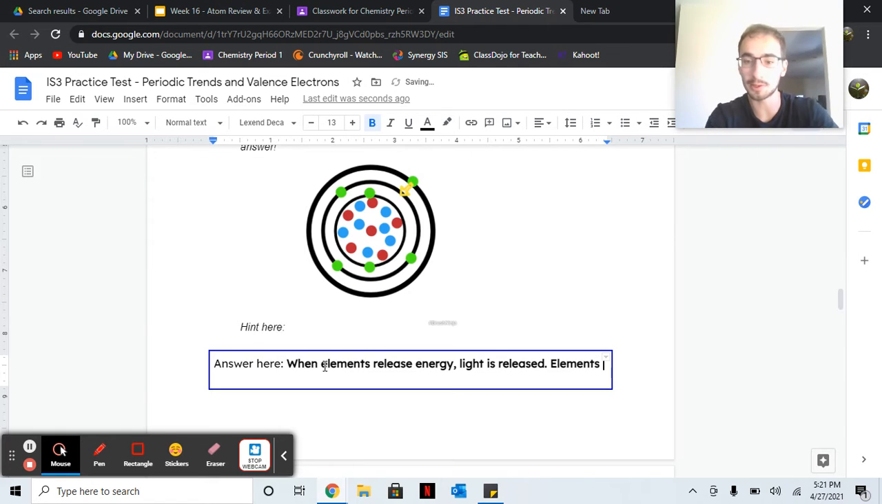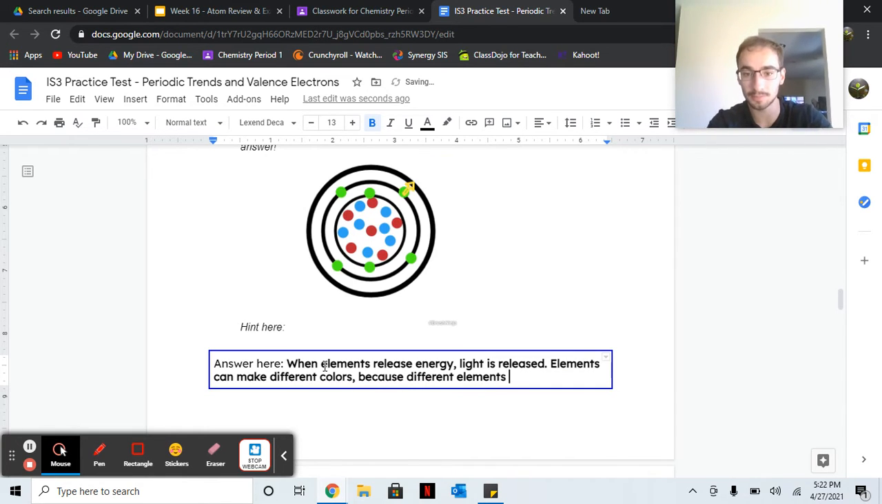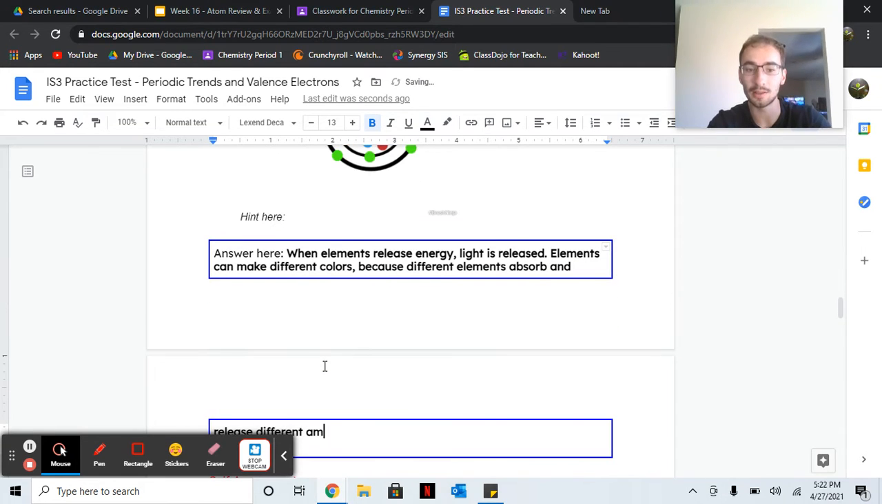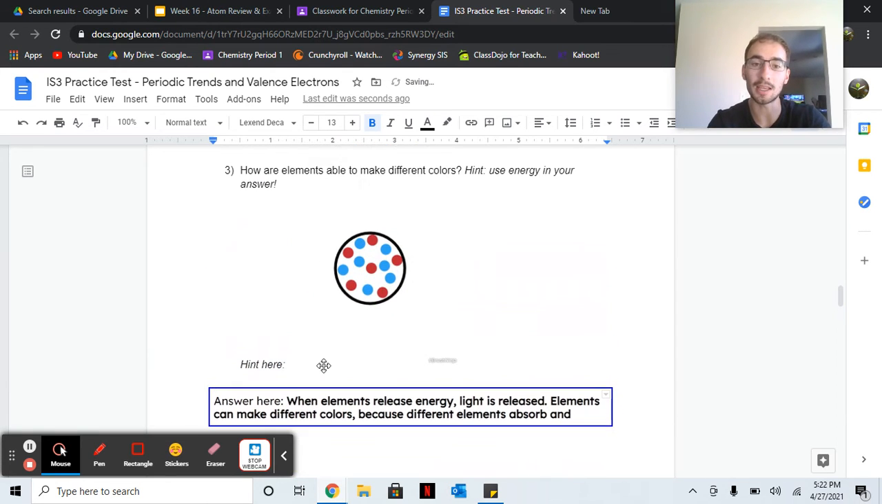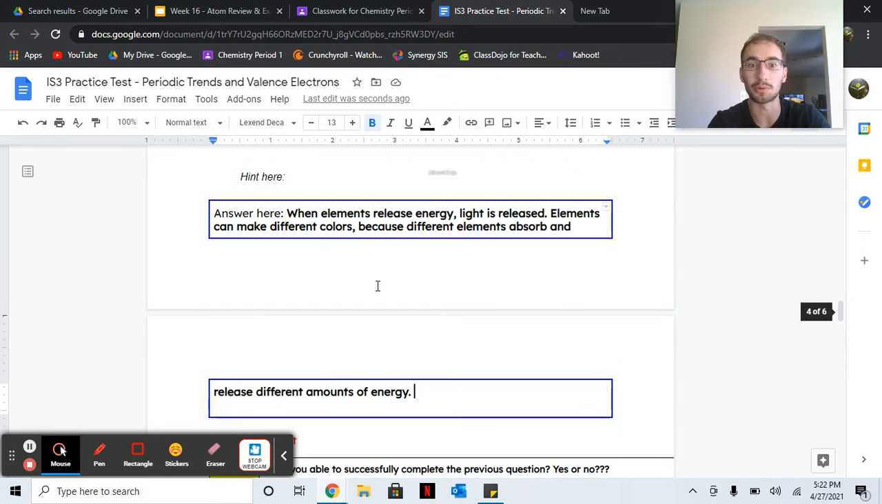But the reason why they can make different colors, the idea behind fireworks, is because different elements absorb and release different amounts of energy. They all take in and release different amounts of energy. And sodium won't release the same amount of energy as chlorine.